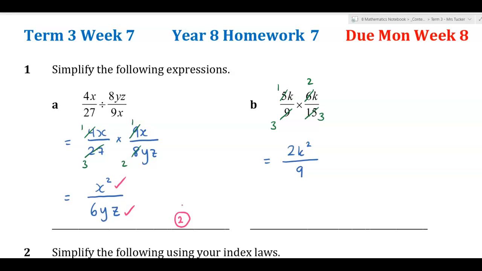Question 1b, 2k squared over 9. Again, 2 marks. We always need to simplify.